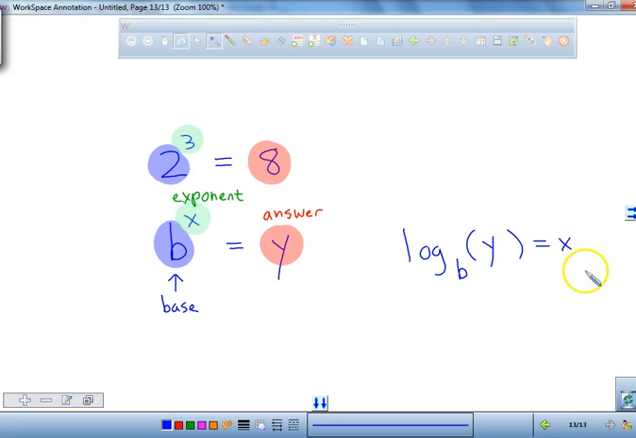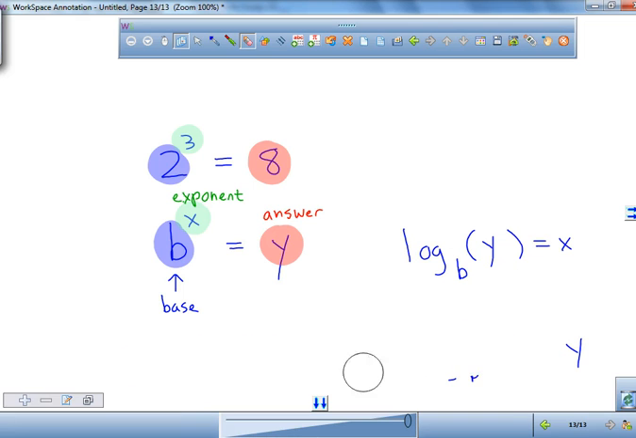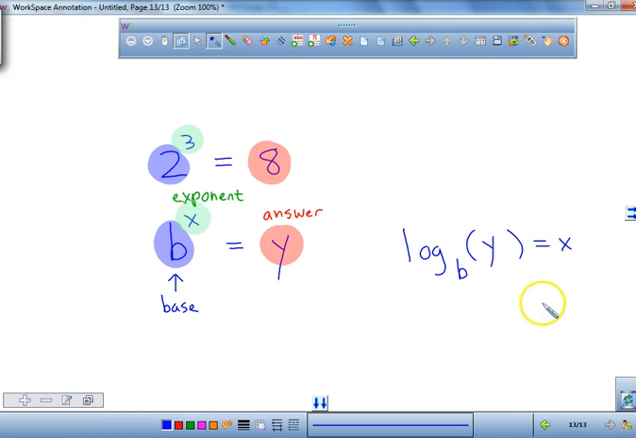Now, understand in the book, they're going to switch the x and the y. If you looked in the book, it's okay. In the book they put b to the y equals x, and then they put log base b of x equals y. These are both correct. I just have to go with one way, so I'm going with this way.